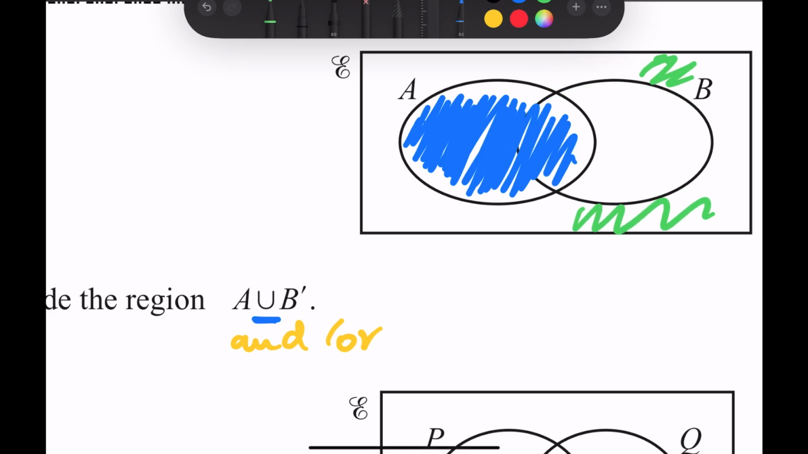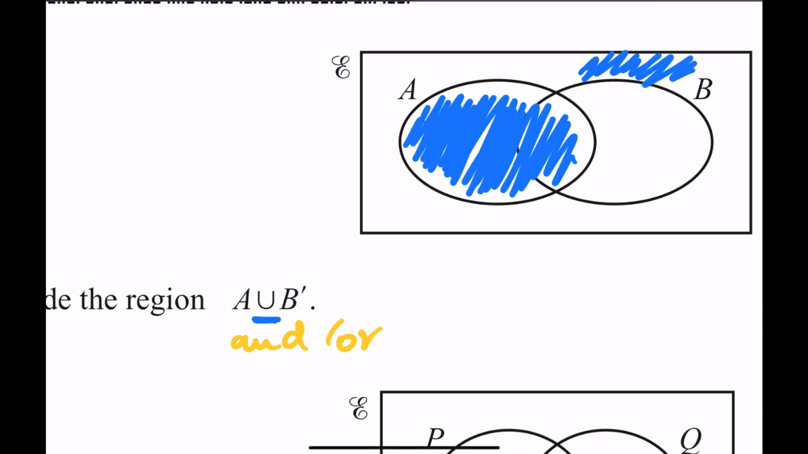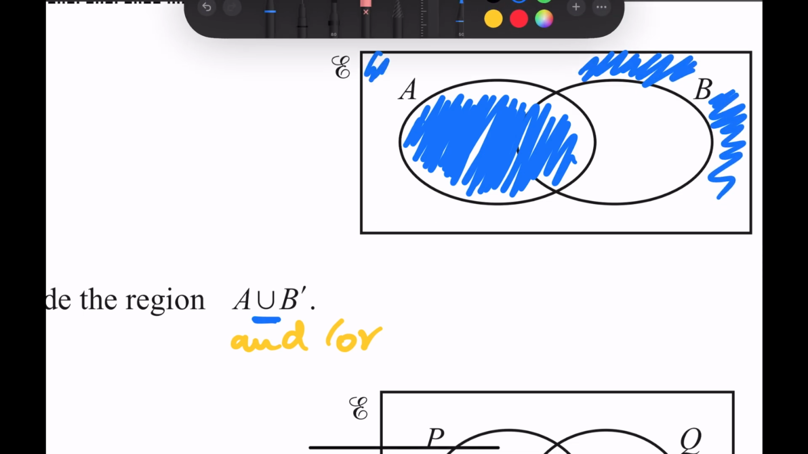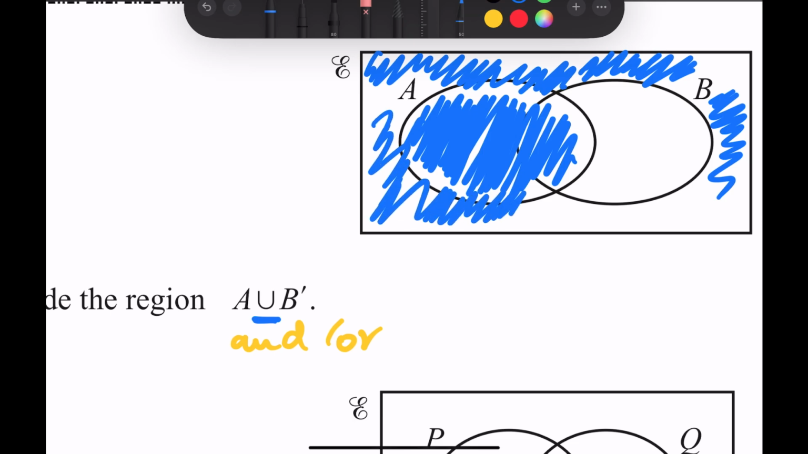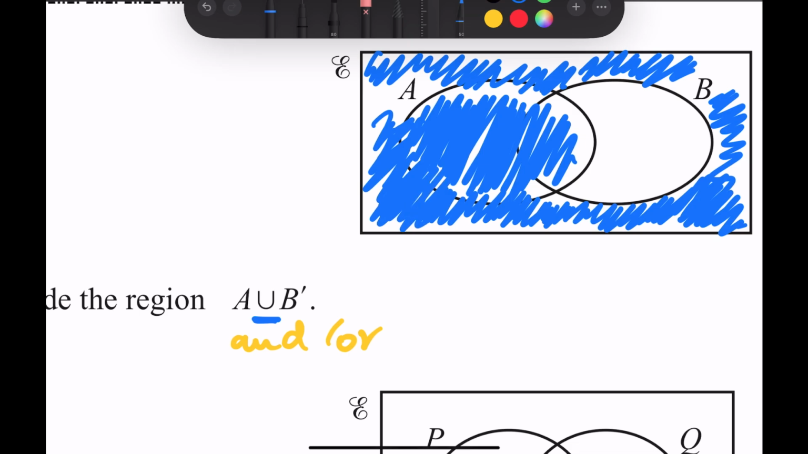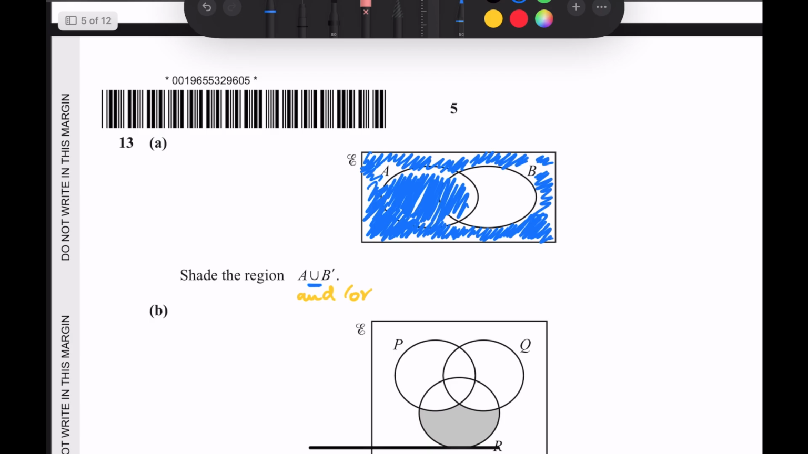So if we combine these two, i.e. A and B prime, this means shade everything that's not in B. So everything outside is not in B, therefore that's shaded. And technically, most of A is not in B as well, except A intersect B. The rest of A is not in B, therefore that would be shaded too. But since it's already shaded because of A itself being in the equation, A union B prime, you don't have to do that. It's basically twice shaded in a way. And this is your final answer for part A.